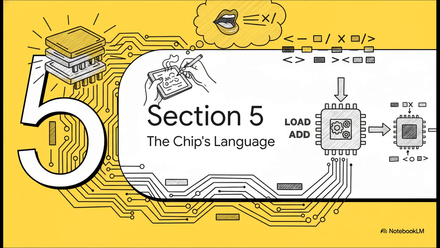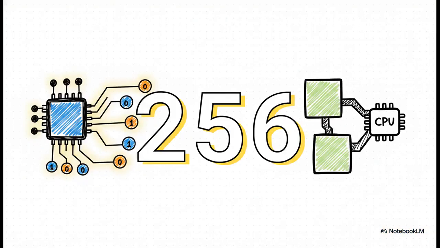And finally, section 5, speaking the chip's language. Okay, so how do humans actually write the instructions that the processor fetches in the first place? First, I want you to consider this number, 256. This is the absolute maximum number of combinations an 8-bit microprocessor can physically recognize. Because a bit is just a 0 or 1, right? So 8 bits give you exactly 2 to the power of 8 combinations. It is a strict, hardwired hardware limitation.